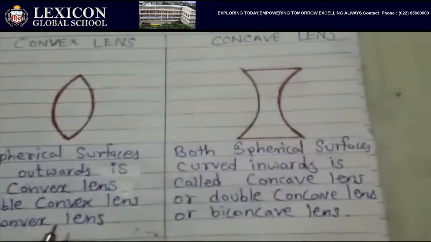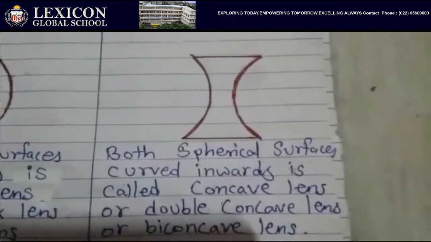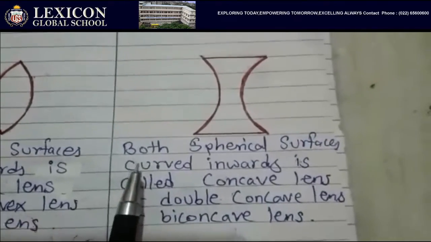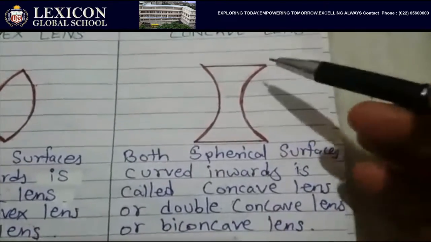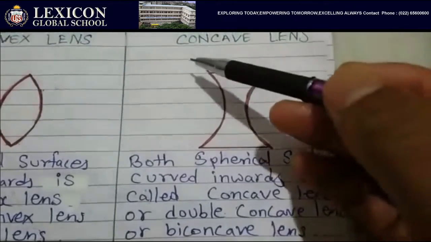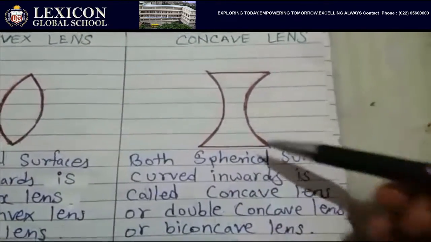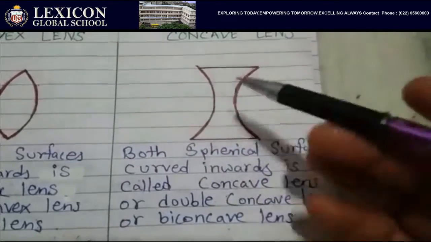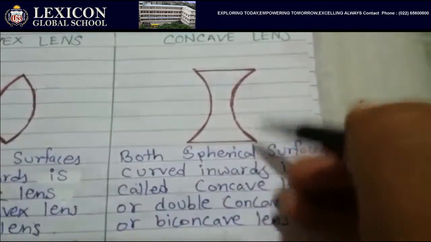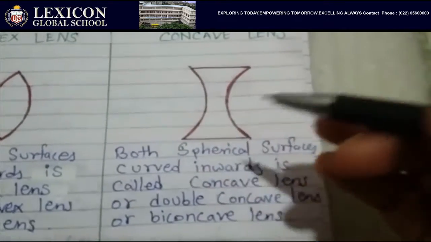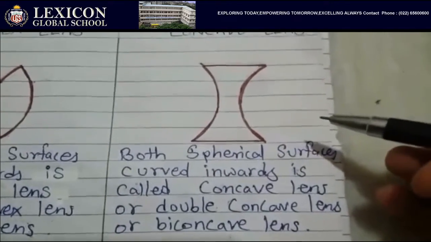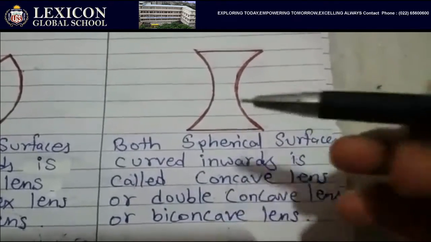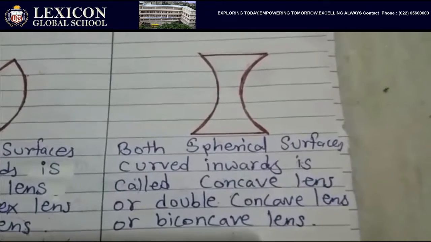Now if you go with the concave lens, what is the difference between concave lens and convex lens here? In concave lenses, both the spherical surfaces, from here and from here, are curved inwards. Both the surfaces curved inwards is called a concave lens or double concave lens or biconcave lens. Is that clear to you?